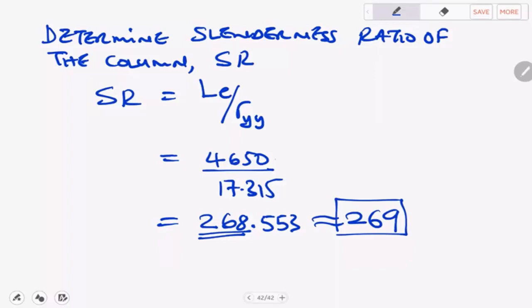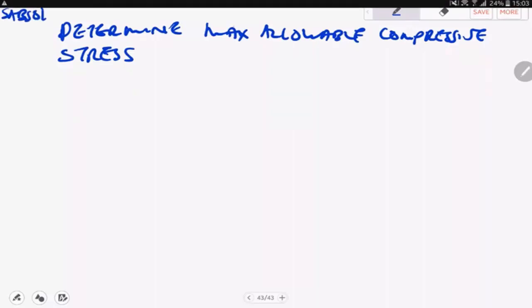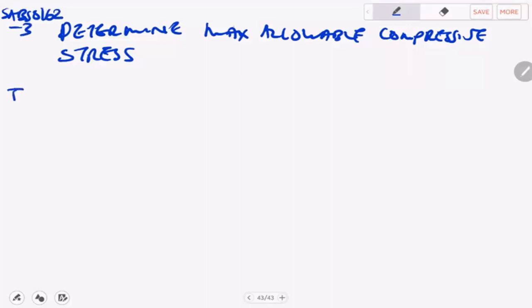Once you have determined the slenderness ratio, you can then determine the maximum allowable compressive stress. We get this from table 17. But remember, we are referring to SA BS 0162 part 3. So table 17, that's the reference, that's the one we're going to use.